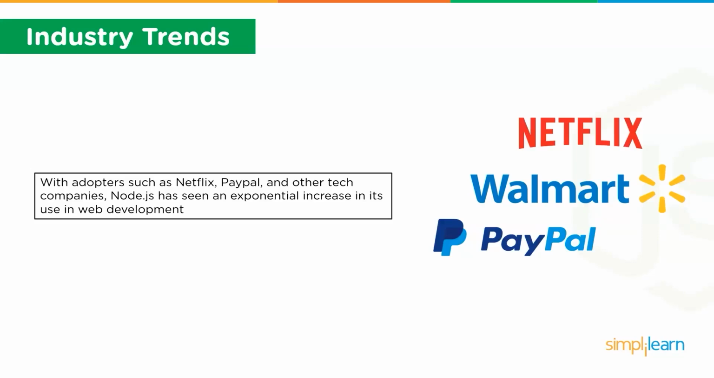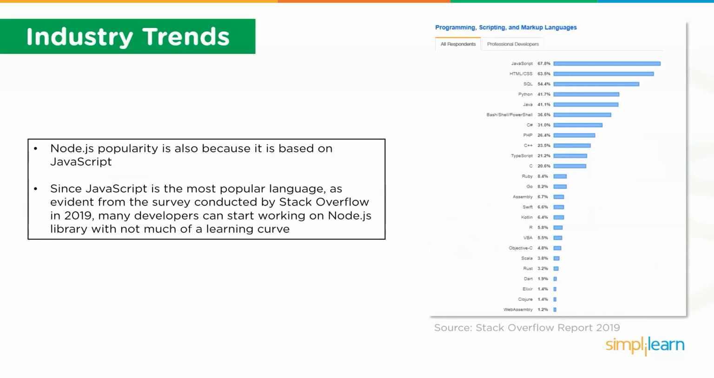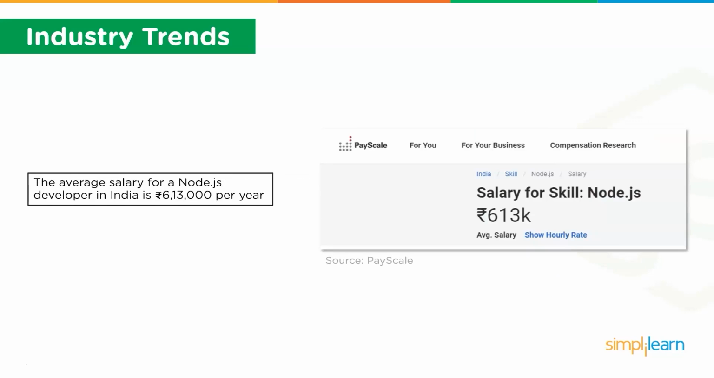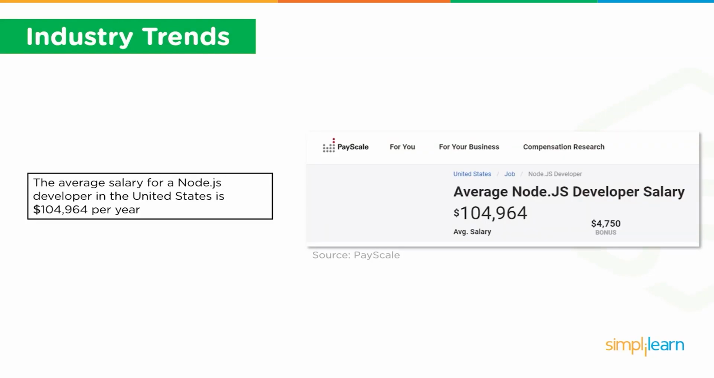With early adopters such as LinkedIn, PayPal, and Netflix, among others, Node.js has seen an exponential increase in its use in web development. The popularity of Node.js is also accounted to JavaScript. Now, since JavaScript is the most popular language, as evident from a survey conducted by Stack Overflow in 2019, many developers can start working on Node.js library with not much of a learning curve. Node.js developers are being offered better salary options than other web technology developers. According to PayScale, the average salary of a Node.js developer in India is around 6,13,000 rupees per year. The average salary of a Node.js developer across the United States is around $105,000 US per year.